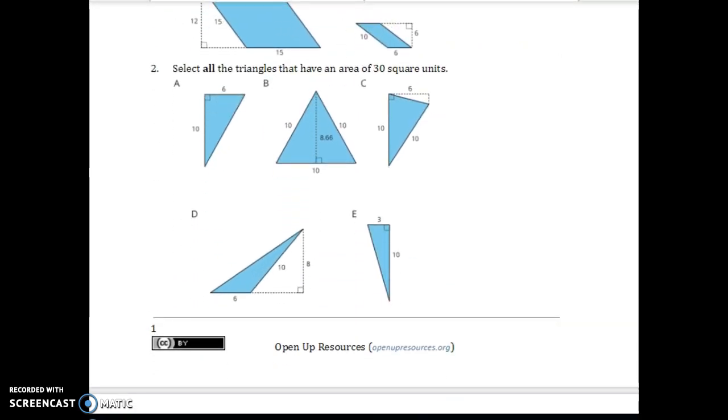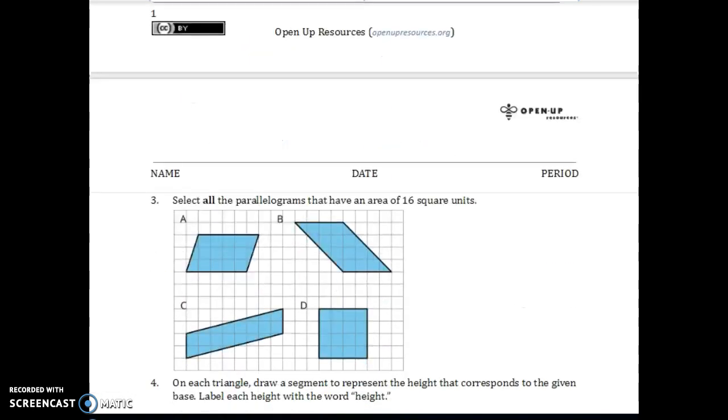Question 2. Select all the triangles that have an area of 30 square units. Question 3. Select all the parallelograms that have an area of 16 square units.